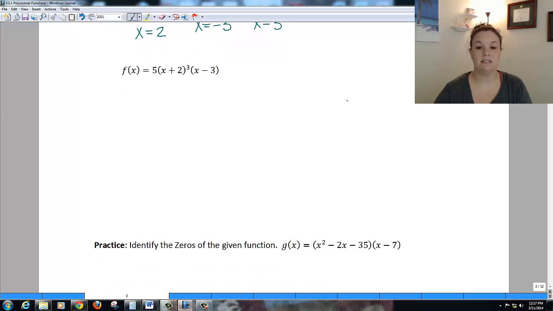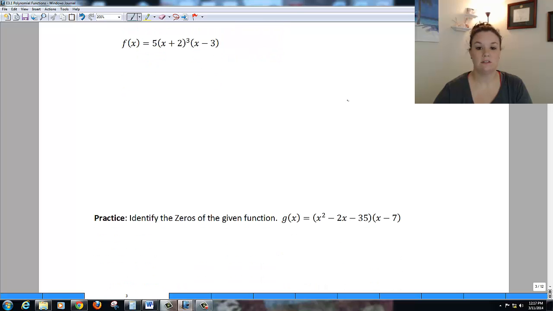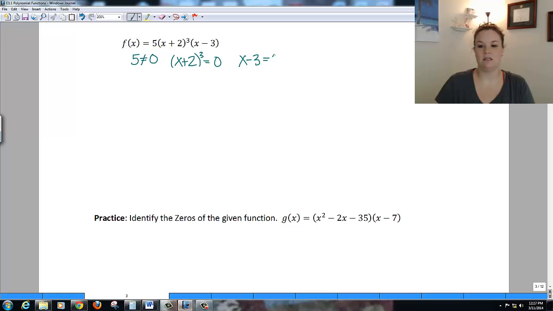Now this one's a little bit different. Notice this one's already factored for us. So if this one's already factored for us, that's the best case scenario. I just have to make sure each factor is completely factored, and then I set each factor equal to 0. Here notice x plus 2 can't be factored any further. x minus 3 can't be factored any further. So I'm just going to set each of these equal to 0. Now notice my 5 here doesn't have a variable. So I don't have to set 5 equal to 0 because, well, 5 doesn't equal 0. So I'm just going to ignore that one. But I am going to set x plus 2 cubed equal to 0 and x minus 3 equal to 0.